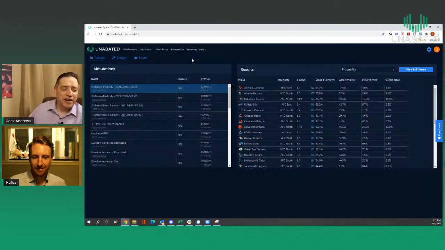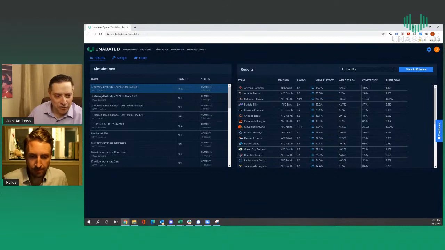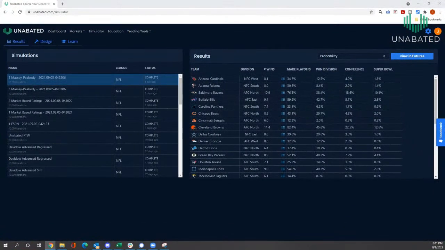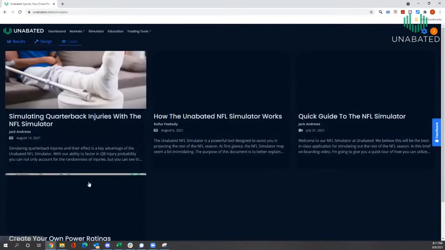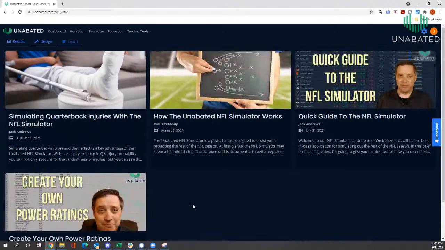Okay, so just to make it so people can view all of this easier, I'm going to take us off the screen and just make it the simulator. So when you go into Unabated and you go to the simulator, you have your three options at the top. You have your results of past sims, and these are all sims that I've run myself. Then you have the ability to design a sim, and then you have the ability to learn more about the simulator. And I'm just going to start there quickly.